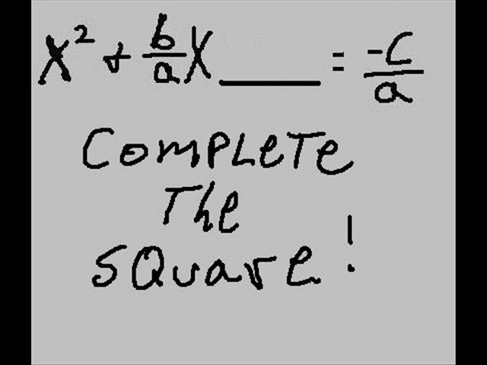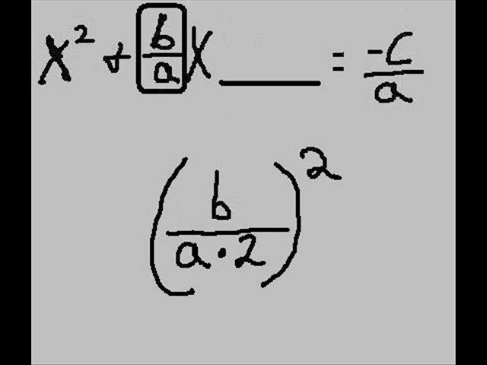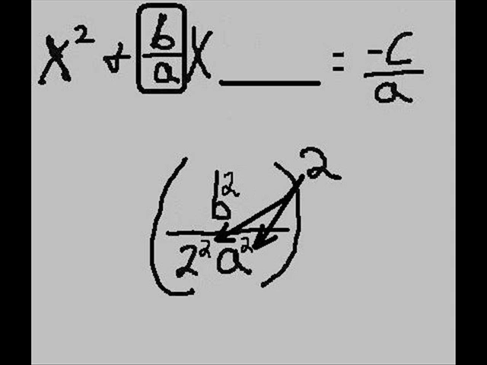Oh, I know. Let's complete the square. Well, how do you do that? We'll take the b over a coefficient in front of the second term. We divide that by 2, or multiply it by 1/2. Same thing. And b times 1 is b, a times 2 is 2a. There's b, and there's 2a. Now we have to square each term. Distribute the 2 to each one of the terms: b squared, and then 2 squared, and then a squared.